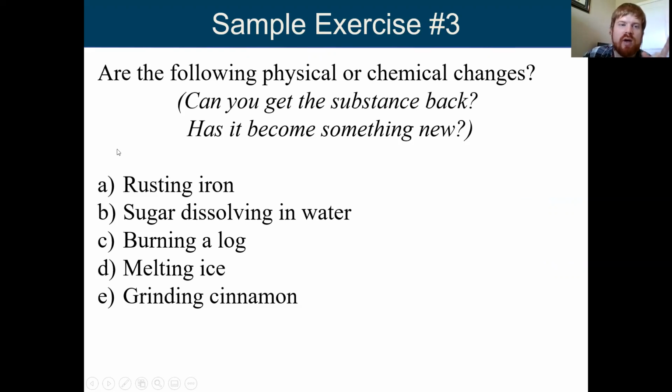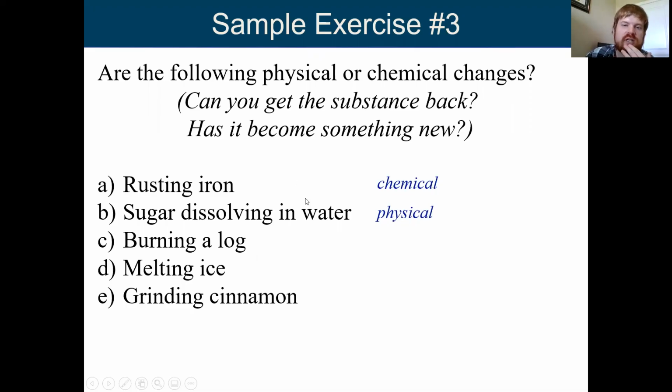And we're back. So A, we have the rusting of iron. We talked about this a lot already. Hopefully you figured it out. Rusting, you take a metal and you turn it into its oxide. That's a chemical change. Sugar dissolving in water. Dissolving, well, that doesn't change the identity of the sugar. That means it's just going to be a physical change.